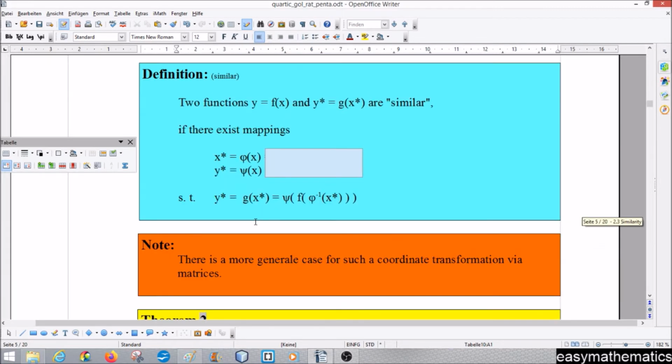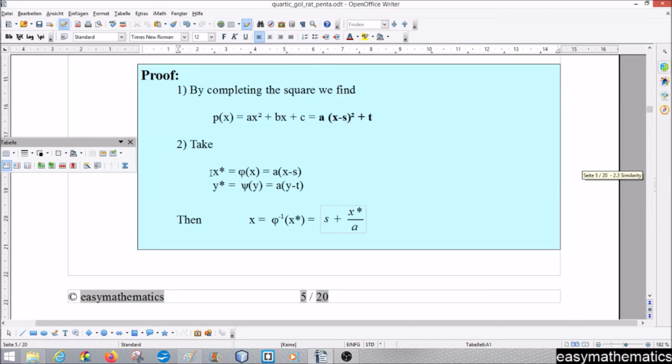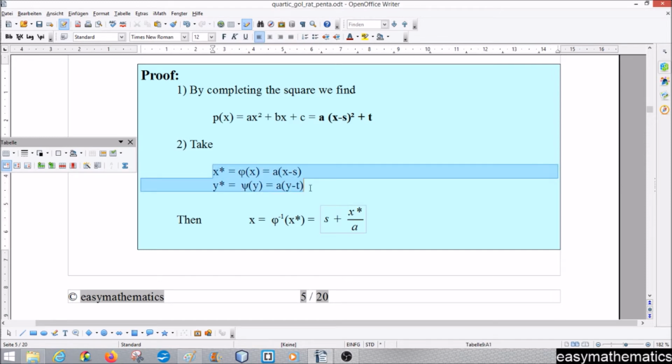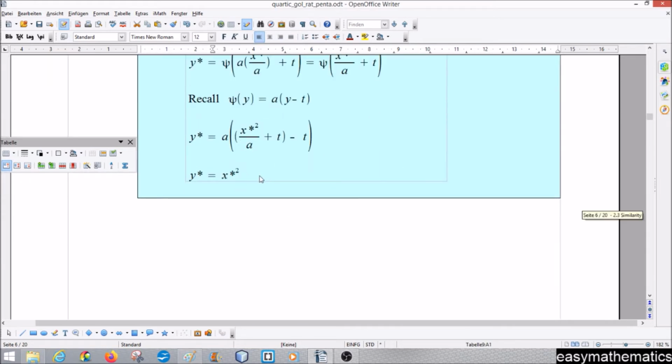So again, what I wrote here is a little bit cryptic. All we need is that there exists a coordinate transformation. In this case, it's this one. So we make a coordinate transformation, and therefore every general parabola is similar to the normal parabola. Alright?